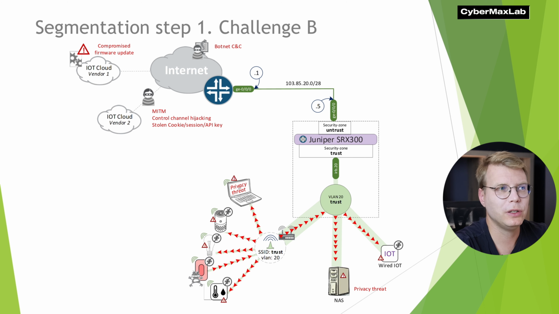There is challenge B. Let's look at our IoT device at the bottom, which got infected. Again, there are multiple ways it can get infected. There can be a compromised firmware update coming from the cloud. Again, we've seen it with certain products before. It can be a man-in-the-middle attack with control channel hijacking or cookie stealing, depending on what channel the vendor is using, whether it is encrypted, not encrypted, a weak method, etc. It can also be a botnet type of infection.